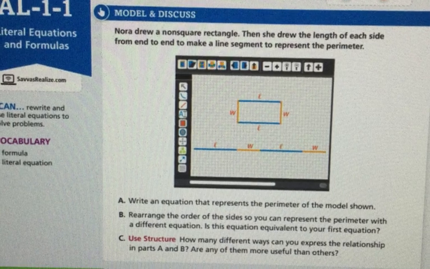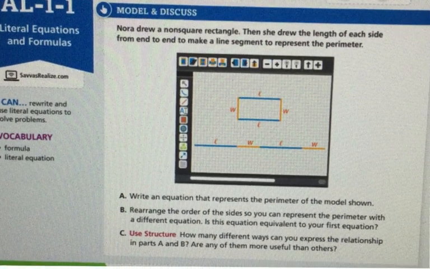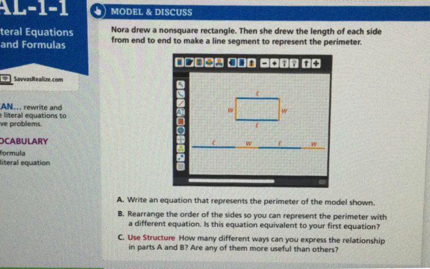It says, Nora drew a non-square rectangle. Then she drew the length of each side from end to end to make a line segment to represent the perimeter. So we can see here she's drawn this rectangle with widths and lengths, and then she basically unfolded this box and laid it out end to end. So we can see a length, a width, and a width. It says to write an equation that represents the perimeter of the model shown.